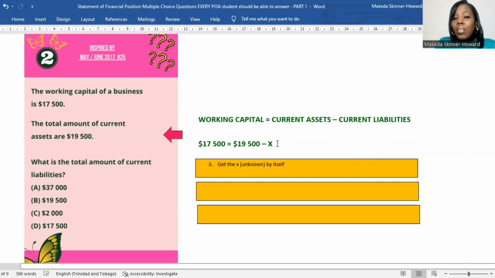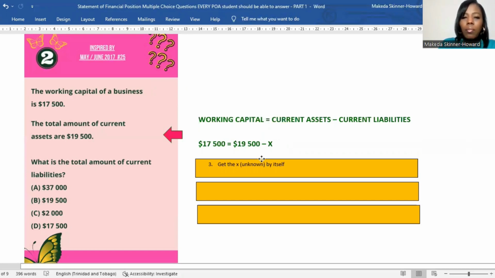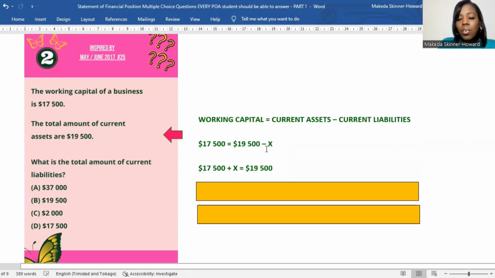Now, you want to get the unknown by itself. And I'm taking my time going through this because I know a lot of persons are not maths savvy, right? That's one of the reasons a lot of people think that they cannot pass POA, but you just need basic maths. So let's get the X by itself. We're going to move the X across to the left-hand side. We're going to end up with 17,500 add X is equal to 19,500.